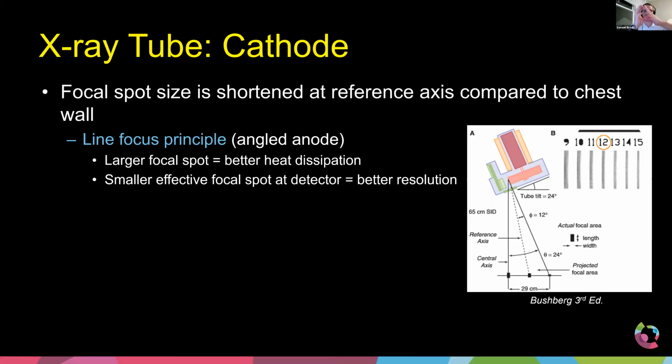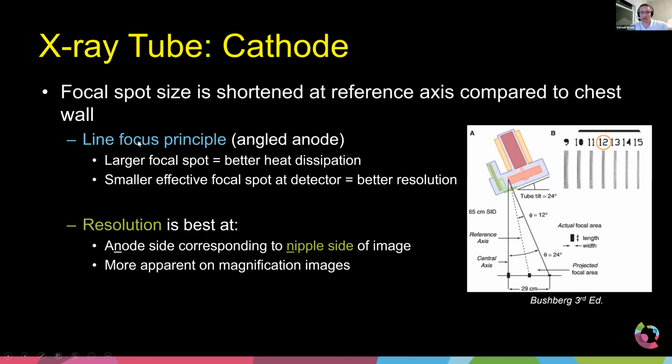So heat-wise on the tube, the heat gets distributed more, so you can use a little bit more mA. But because of the way it comes down and it diverges, it actually projects a smaller focal spot on the detector than it is on the target or the anode. I go into a lot more detail several talks ago, so please go back to that.